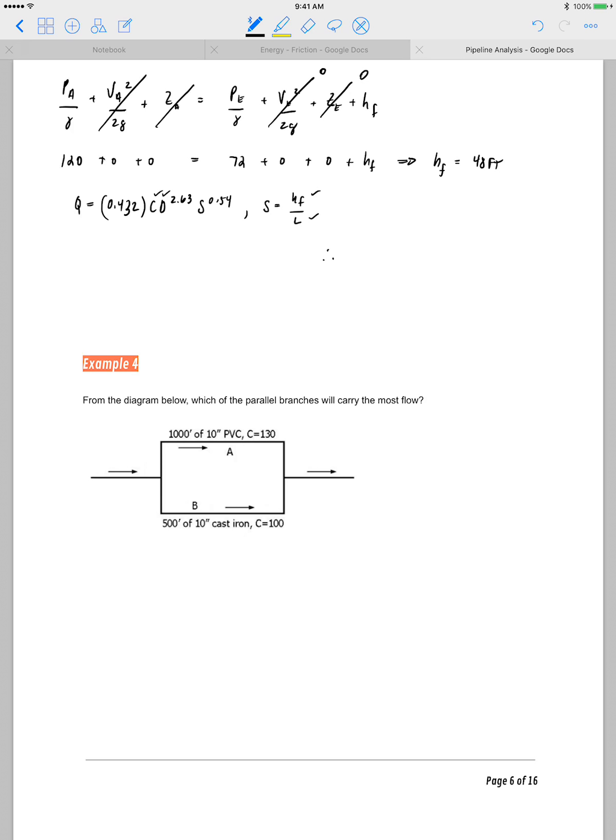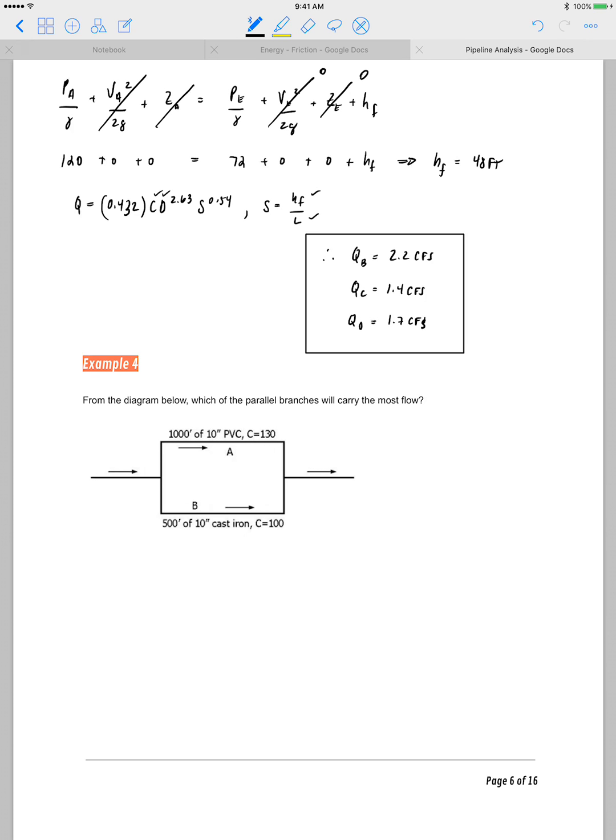Therefore, QB is going to be equal to 2.2 CFS. This is now plug and chug at this point. QC is going to be equal to 1.4 CFS, and QD is going to equal 1.7 CFS. And those are our answers.